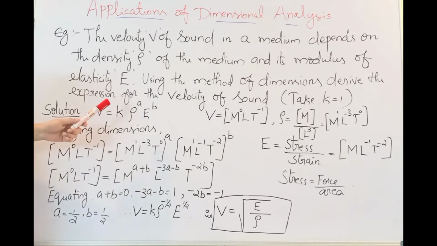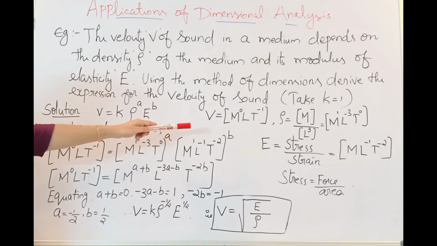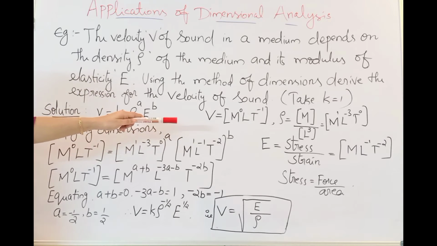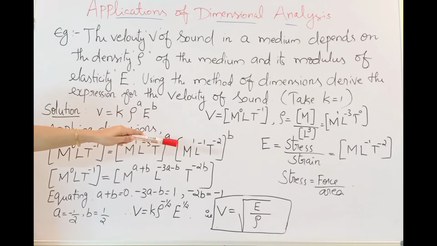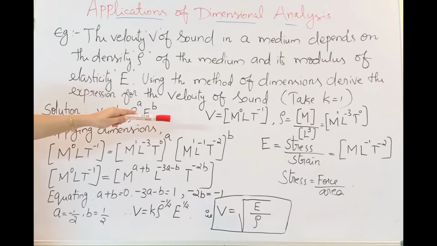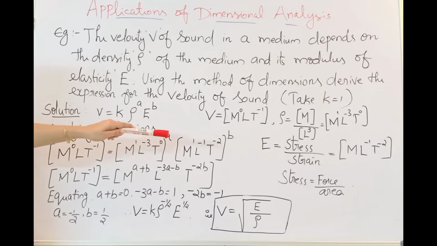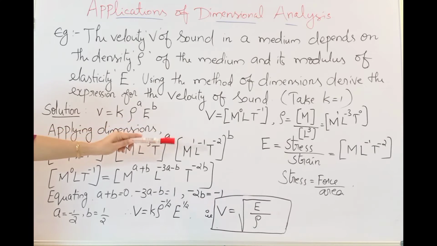Then the last quantity is modulus of elasticity. How can we find the modulus of elasticity? That is stress by strain. Stress we have already studied. What is stress? That is force by area. And strain has no dimension, right? So only the stress we have to find, that is force by area. Force is mass into acceleration, that will be M L T raised to minus 2, divided by L squared. So we will get it as M L raised to minus 1 T raised to minus 2.